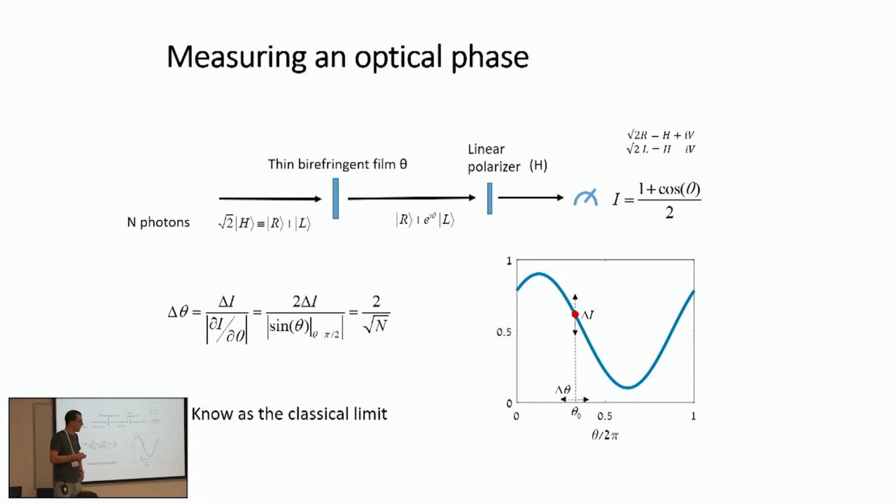The precision in which we can measure theta is given just by first-order Taylor expansion. It is given by the error in the intensity divided by the slope of this function. So the slope at the steepest point is just 1, and the error in the intensity is statistical noise. So if we have n photons, the error will be 1 over square root of n. And this is the accuracy, and this is known as the classical limit, okay? Or sometimes it's called the shot noise limit.